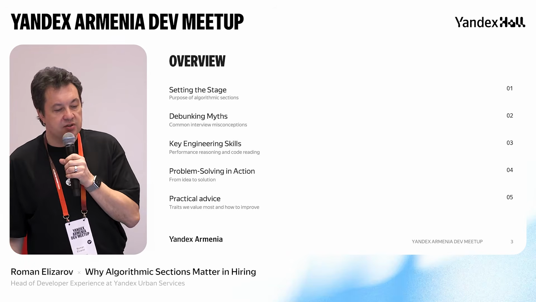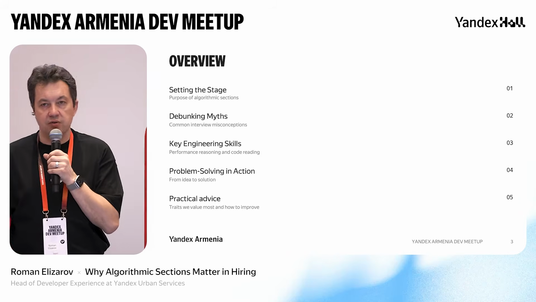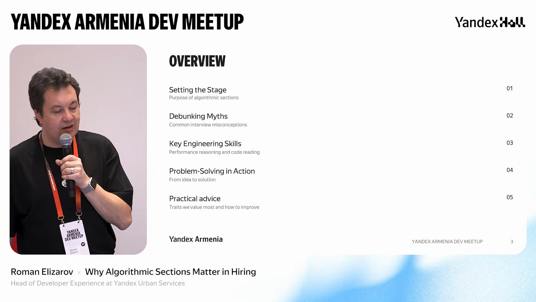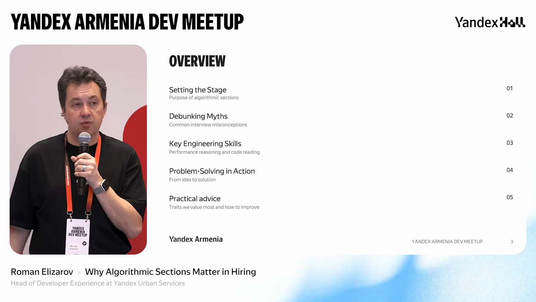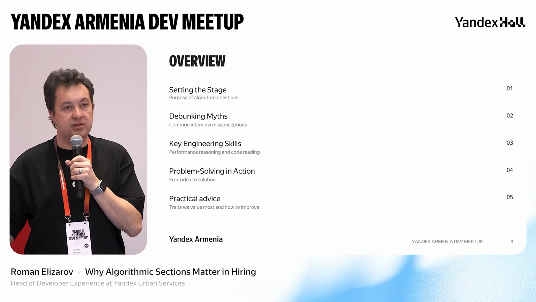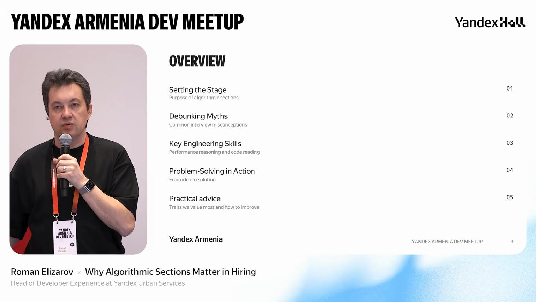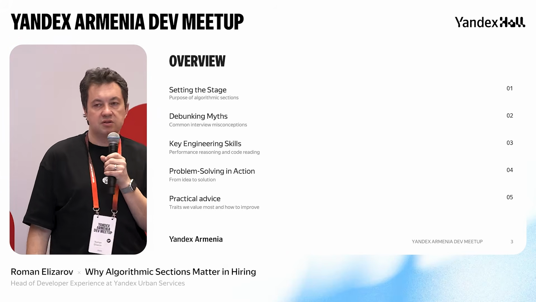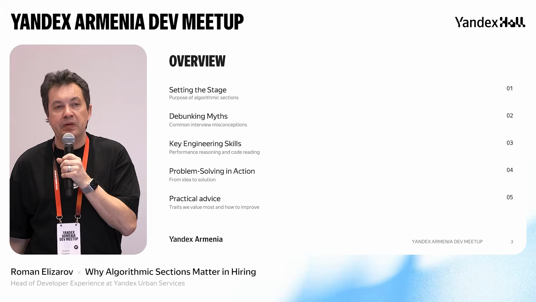To set some expectations, I'll structure my talk like this. I'll first talk about why we do algorithmic sessions, then I'll debunk some very popular myths about them that are very common online. Then we'll talk about what we actually look for, what skills we're looking for in candidates when we select them. Then, stick with me, there will be a technical part of the talk where we'll take a problem and walk you through what we expect the candidate to do in this section when they try to solve it, and I'll give you some practical advice on what you can do to improve your skills from a hiring perspective.